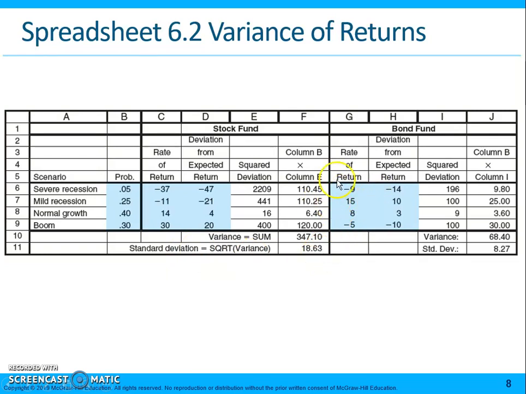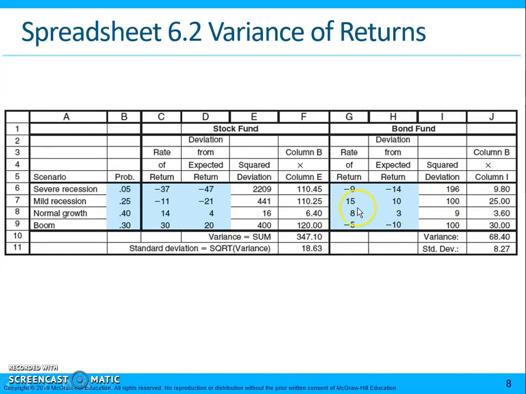So we'll go through the same process for the bond fund. The bond fund has an expected return of 5%. So minus 9 minus 5 is minus 14. 15 minus 5 is 10. 8 minus 5 is 3. Negative 5 minus 5 is negative 10.